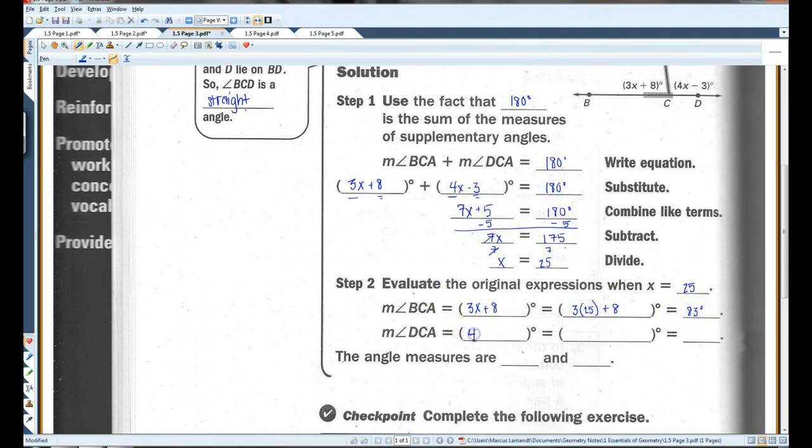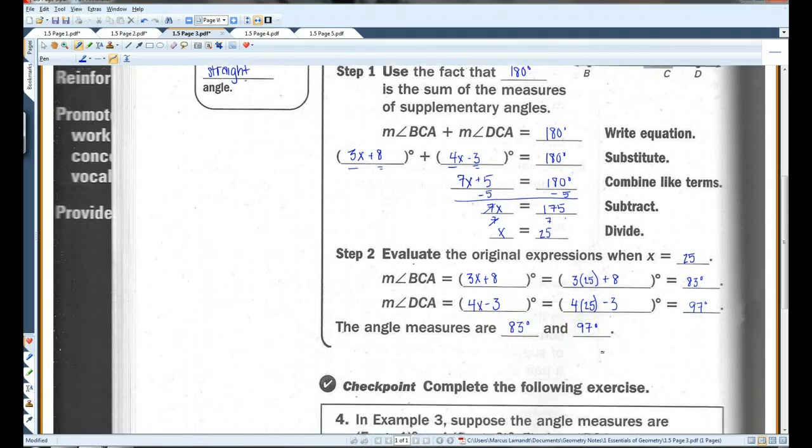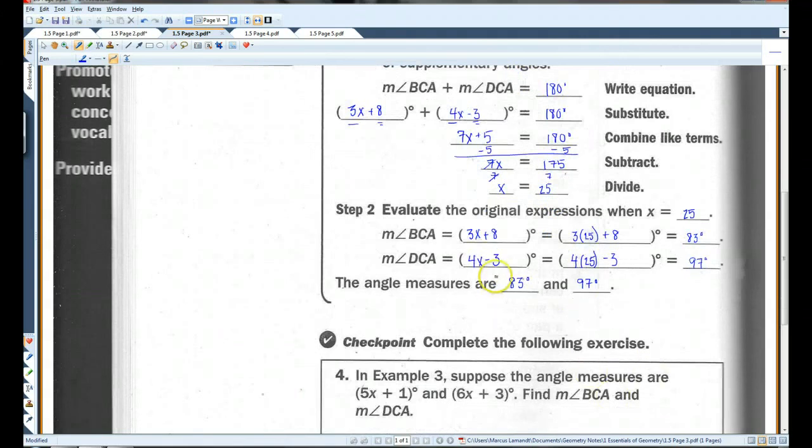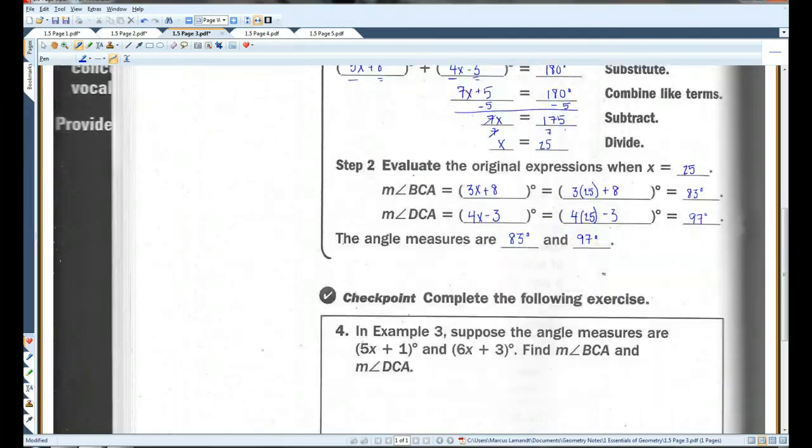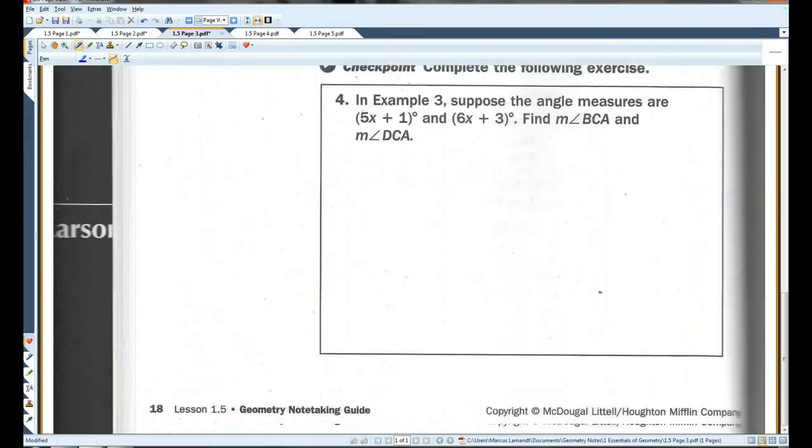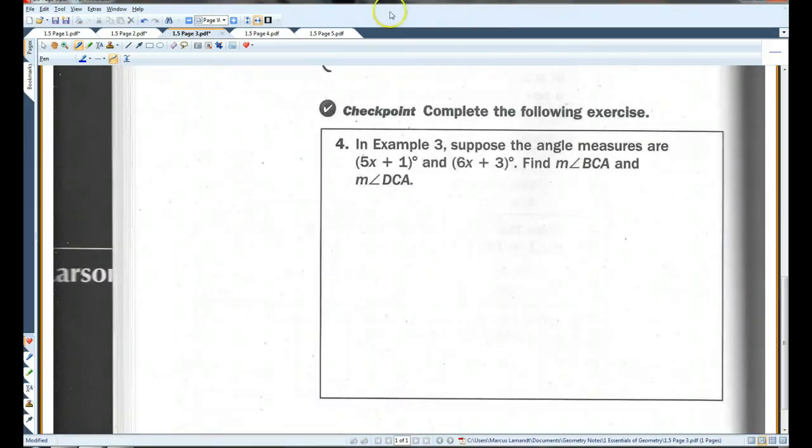DCA is 4x minus 3. So I'm going to plug in 25 again. 4 times 25 minus 3. 4 times 25 is 100 minus 3 is 97. So the angle measures are 83 degrees and 97 degrees. And if you add these two together in your head, you get 180, which is what we're supposed to get. Alright, go ahead and pause the video, try this checkpoint, and then move on to page 4.